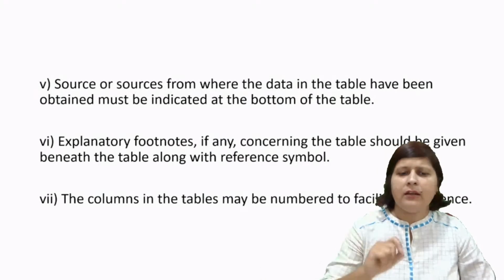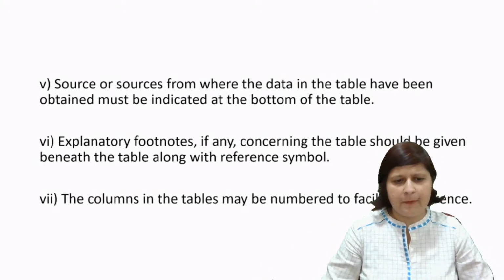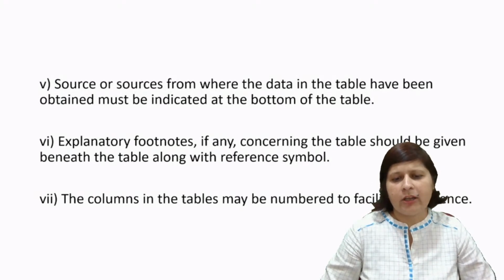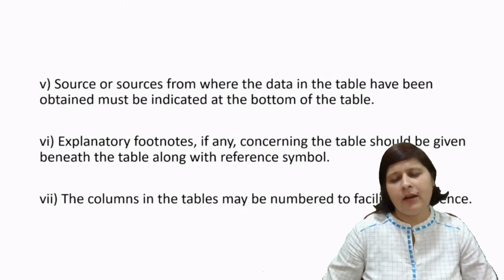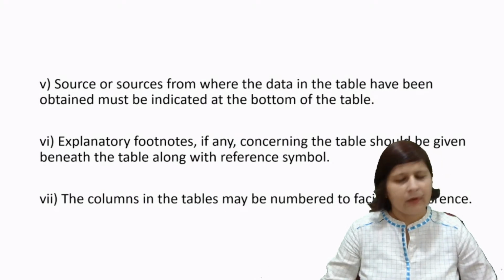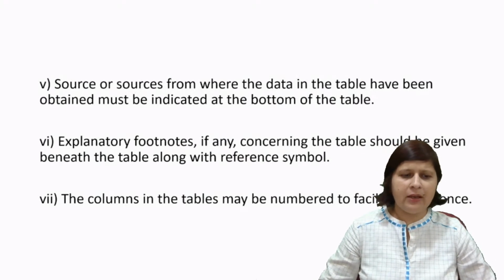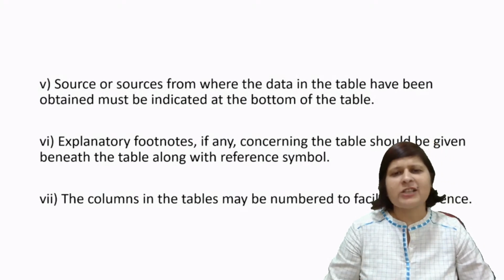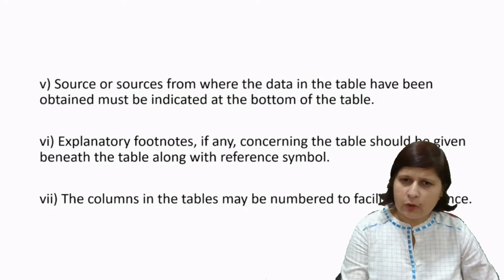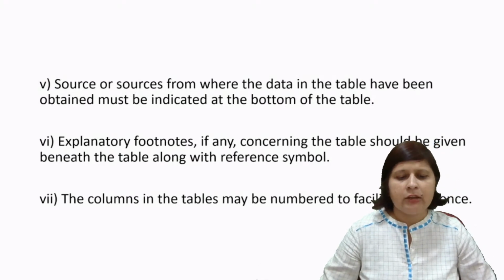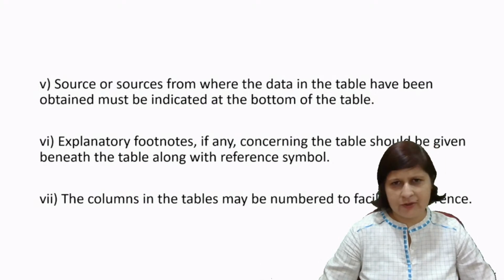The source or the sources from where data table have been obtained must be indicated at the bottom of the table. Explanatory footnote, if any, concerning the table should be given beneath the table along with reference symbol. If you want to explain more about the table, then it should be given as a footnote. The column in the table must be numbered to facilitate the reference.